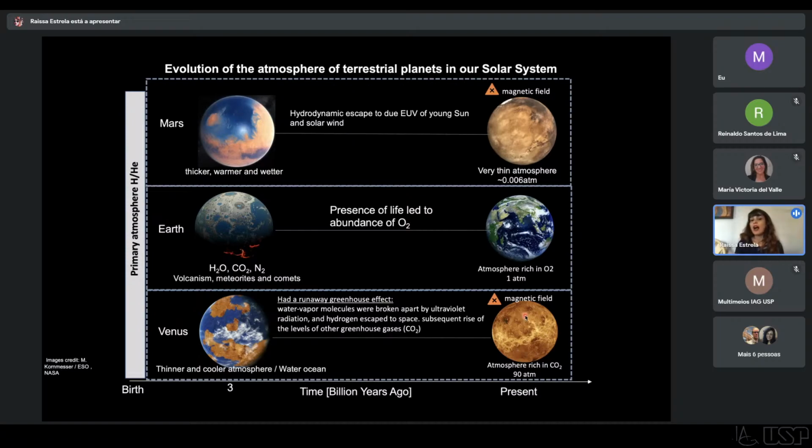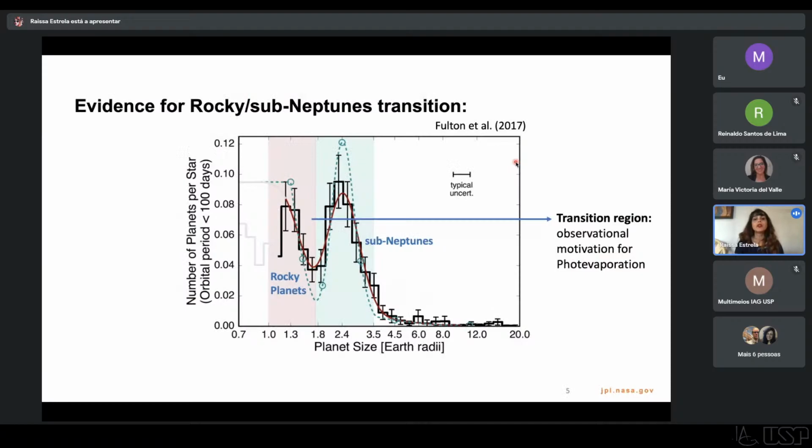It's also important to highlight that neither Venus nor Mars has a magnetic field. And this also could have played a major role in transforming these planets' environments, while our planet has a magnetic field. Now, when we look into exoplanets, small exoplanets, we also see signs of evolution in the atmospheres.